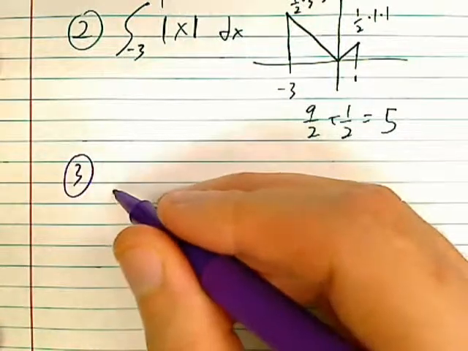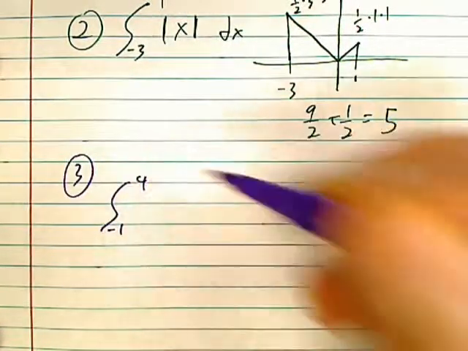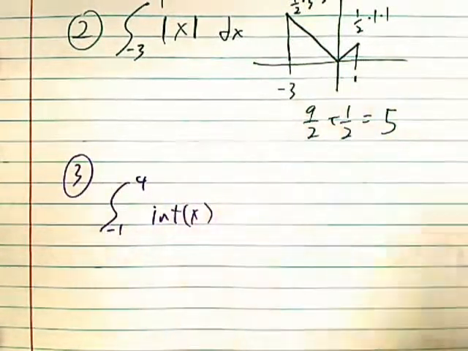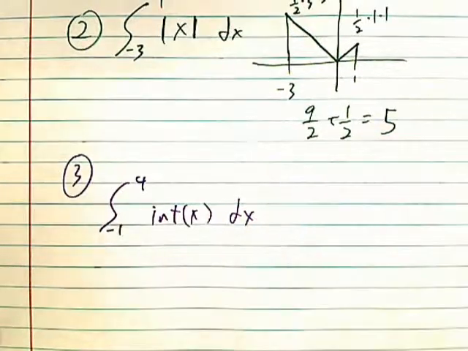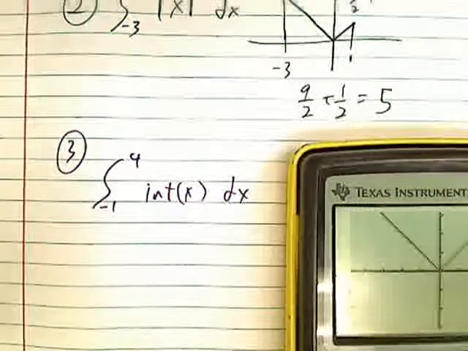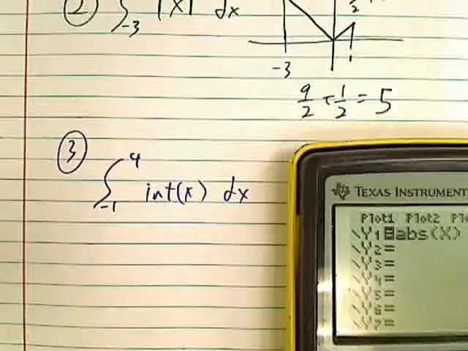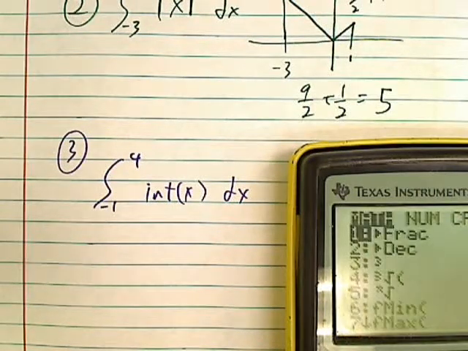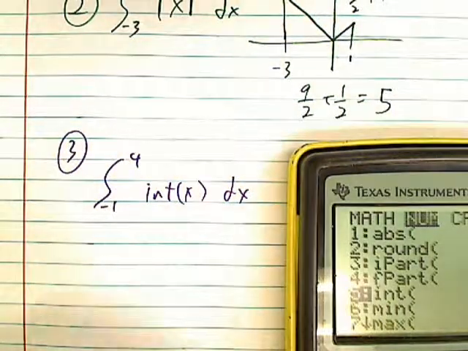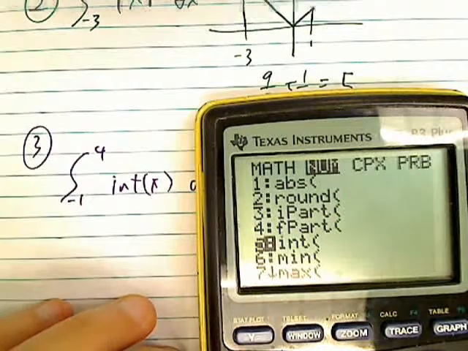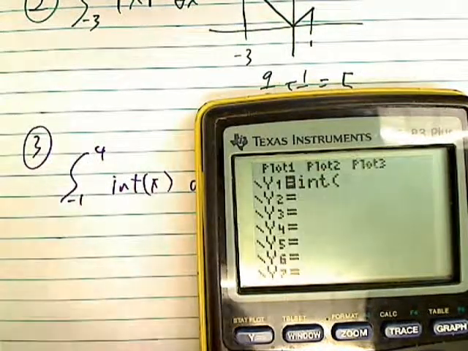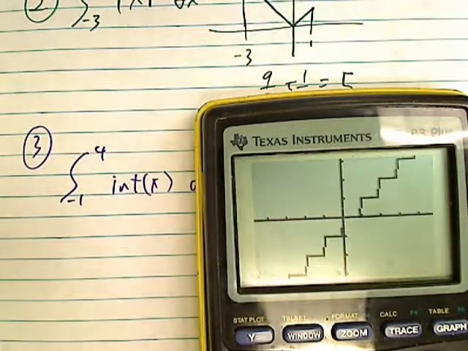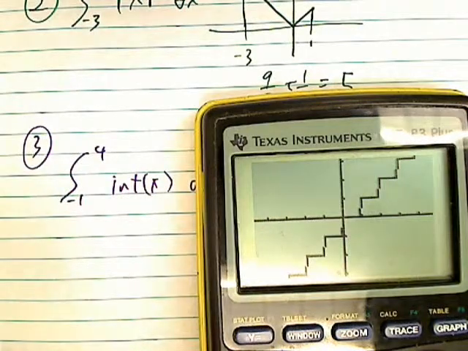Number 3, from -1 to 4, the integer function. Okay, here's another function, and let's look at the integer function. That's number 5 under num. Whoops, there we go. The integer function of x. And let's see what that's going to look like here. There we go. So from -1 to 4.